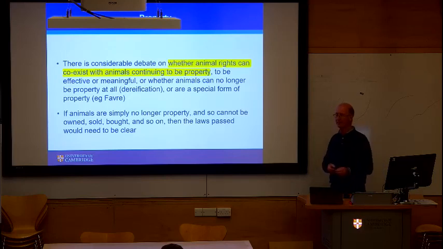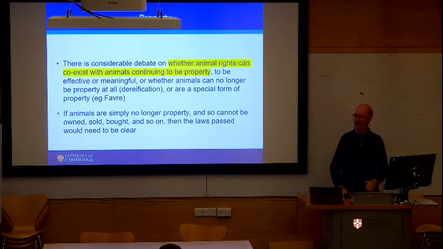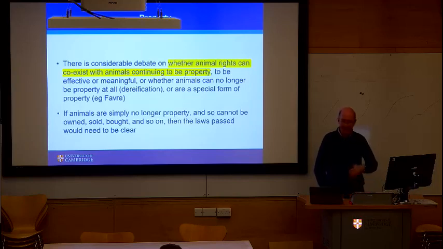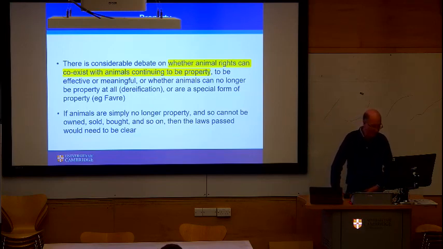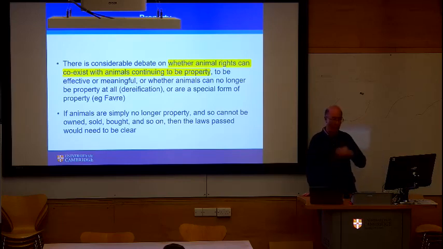Property. You remember from some of the previous lectures the idea of animals as property. Can animals still be property, and is that consistent with having rights? Or is it simply incompatible? In other words, does it have any meaning for animals to have rights if they're property? And this sort of de-reification idea. And you remember David Favre talked about the idea of a special form of property, where he argued that you could have living property as a fourth category. So this question about, should animals be property, or should they be not property, or should they be a special form, has all sorts of legal implications.